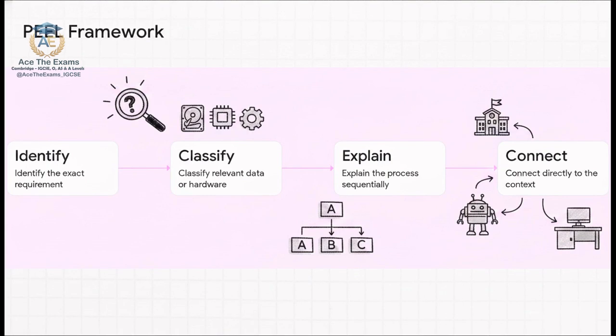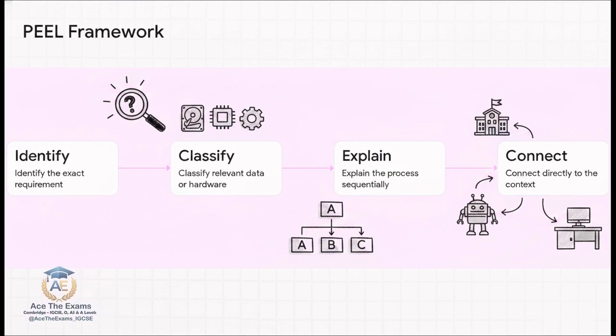So the absolutely crucial takeaway here is that to be like the best version of Sam, you need to follow a strict technical methodology. We often call this the PEAL framework: point, evidence, explanation, link. But let's actually break that down into 4 actionable steps specifically for computer science. Step 1, identify the exact requirement from the command word. Step 2, classify the relevant data or hardware. Are we talking about storage? Are we talking about memory or processing?